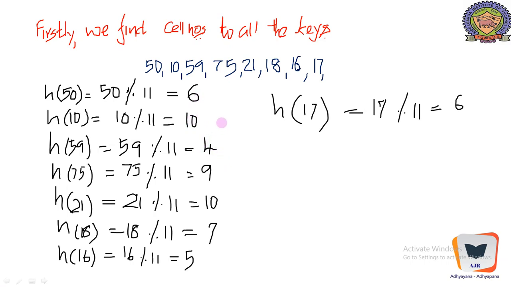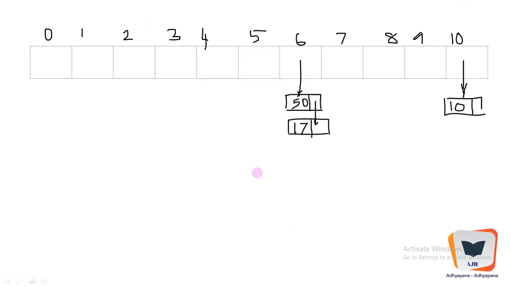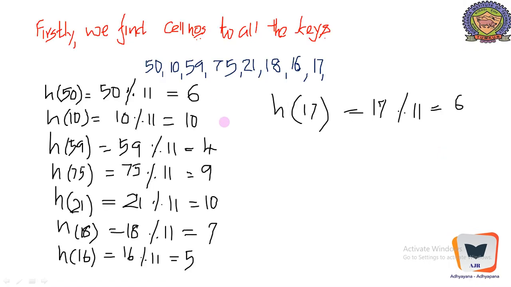Okay, so it's only the sixth cell and the 10th cell that will get two keys. One is 10, the other one is 21. Rest of the keys will be independent and they will be existing in independent cells.